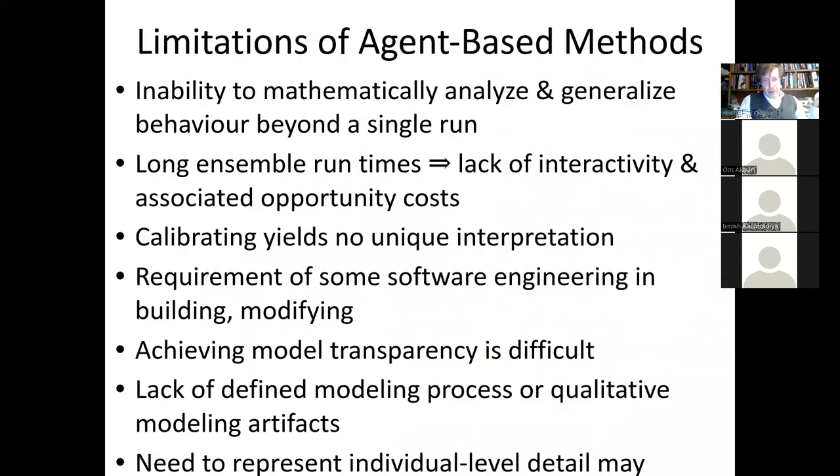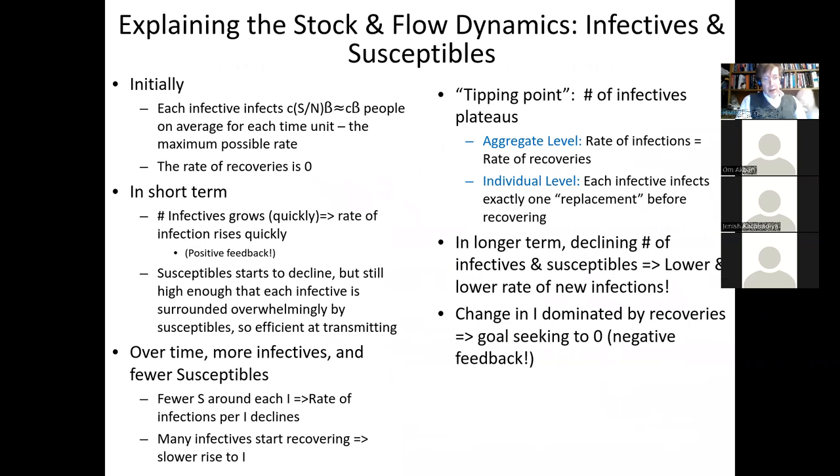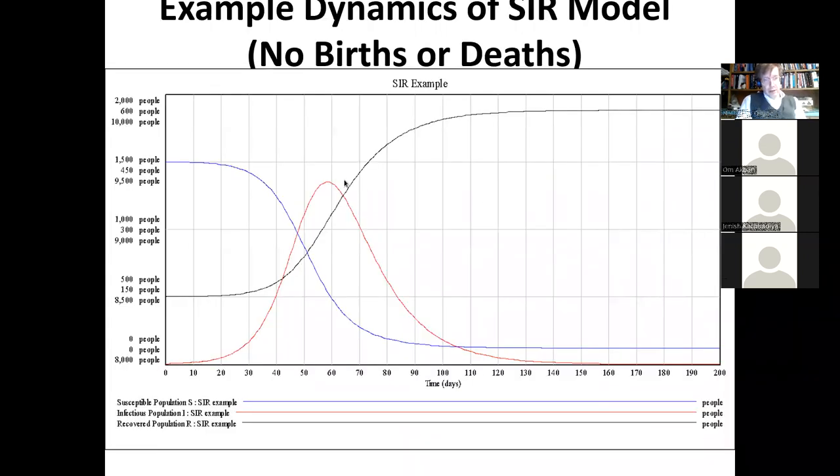Do I have a nice graph of it? I don't. Yeah. Right there. It's at its peak.